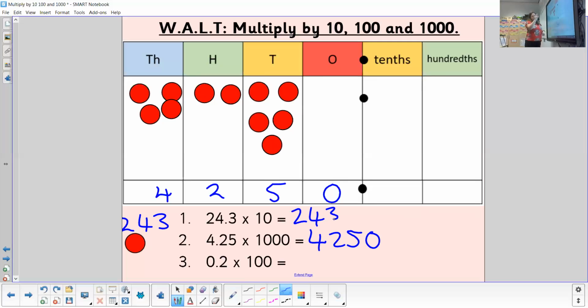0.2 times 100. I'm going to do it 2 spaces, 1, 2, and that will give me obviously a 0 in there. So it's 020. But I know I don't need that 0 in front, so I'm just going to rub that out, and my answer is 20.